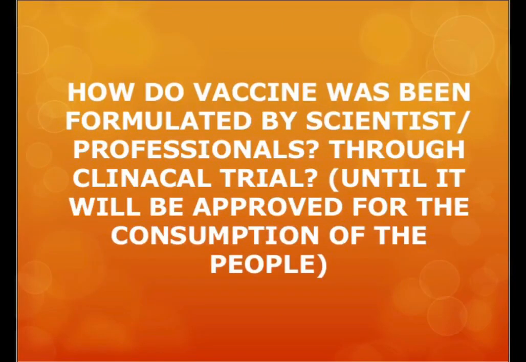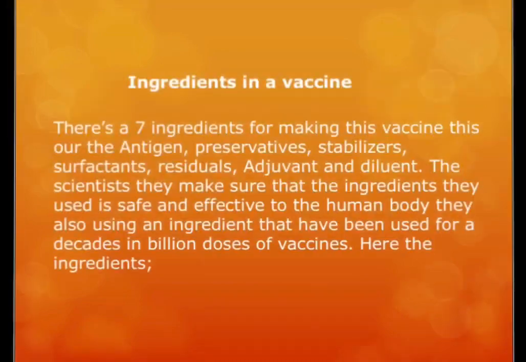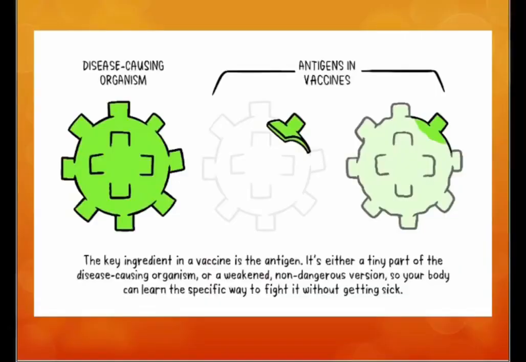How the vaccine was being formulated by scientists, professionals, through clinical trial, until it will be approved for the consumption of the people. There are 7 ingredients for making this vaccine: antigen, preservatives, stabilizers, surfactants, residuals, adjuvant, and diluent. The scientists make sure that the ingredients they use are safe and effective to the human body. The key ingredient in a vaccine is the antigen.